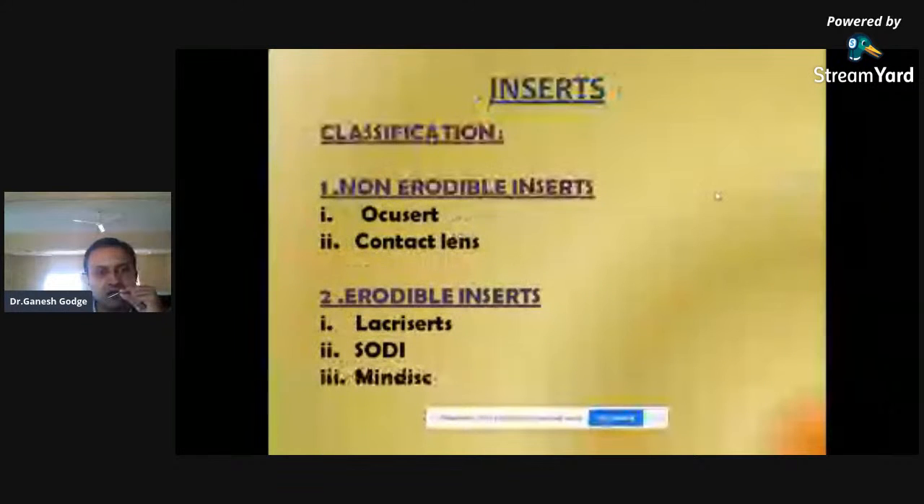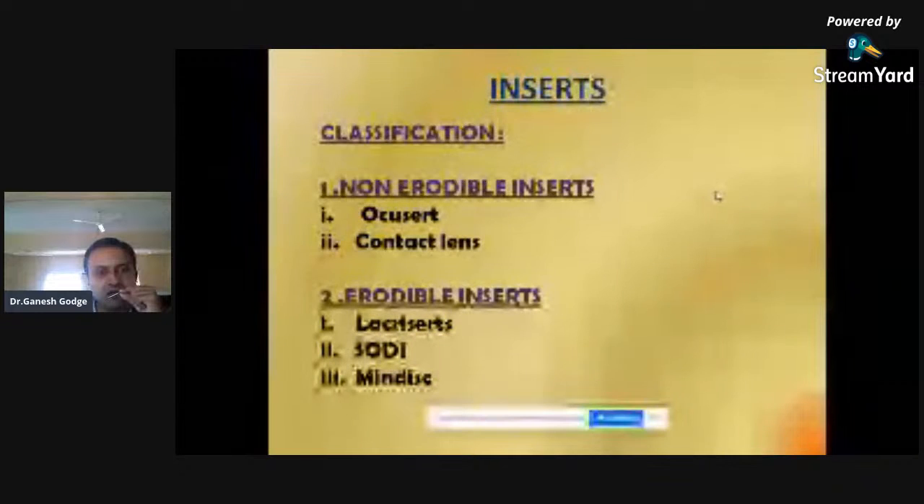Now classification of inserts. There is one point mentioned in your syllabus, that is ocular inserts. They can be classified in terms of non-erodible inserts and erodible inserts. If you get a question in this area, that explain in detail ocular inserts, you have to classify them based on their erodible nature. They may be erodible inserts and they may be non-erodible inserts.